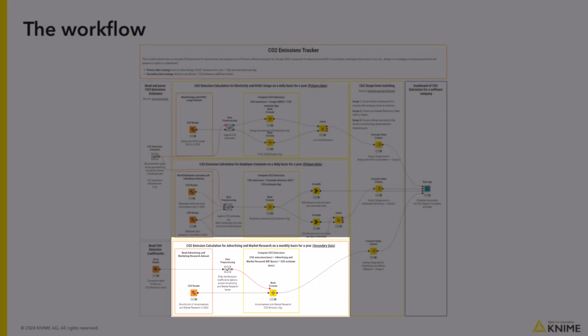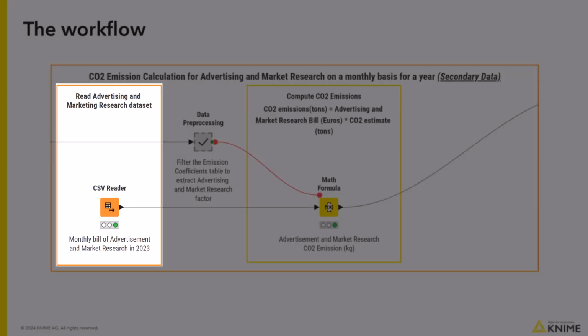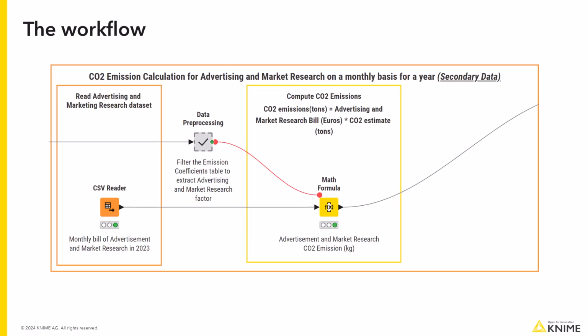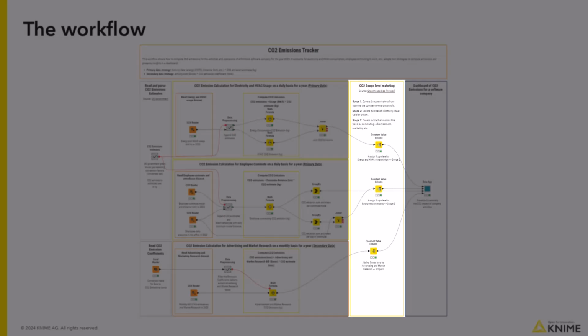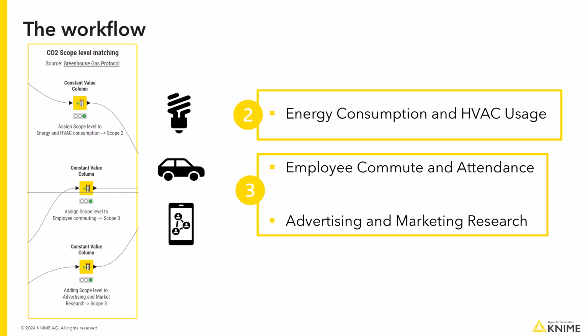In this section, we compute CO2 emissions for advertising and market research by multiplying monthly billing amounts with coefficient factors and then converting them into kilograms. Now, going back to the Greenhouse Gas Protocol, we assign energy consumption and HVAC to Scope 2, and employee commutes, advertising and market research to Scope 3.